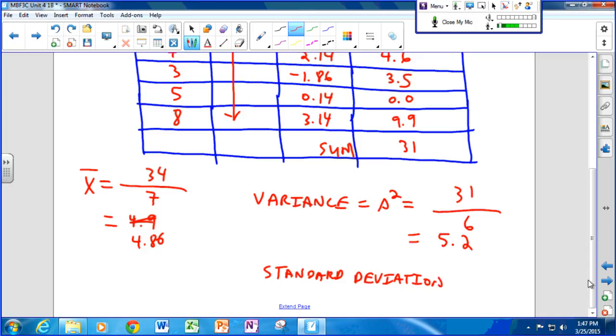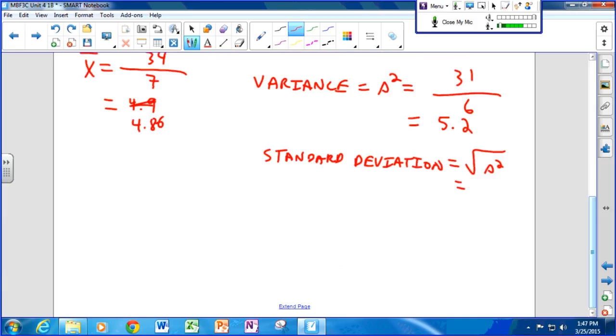Standard deviation is equal to the square root of s squared. In this case, I'm going to extend the page. It's the square root of 5.2, but I still have a number in my calculator, so I'm just going to take that. That's a little bit more accurate. And that's going to be 2.3. There you go. So those are the answers, and that's what they're asking you for.